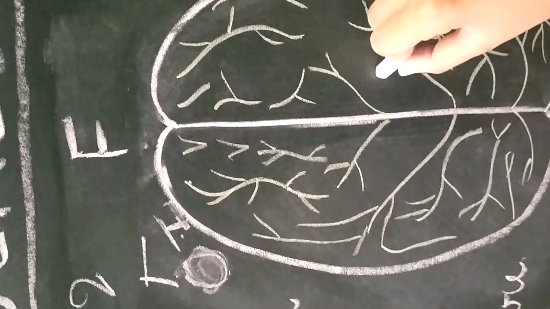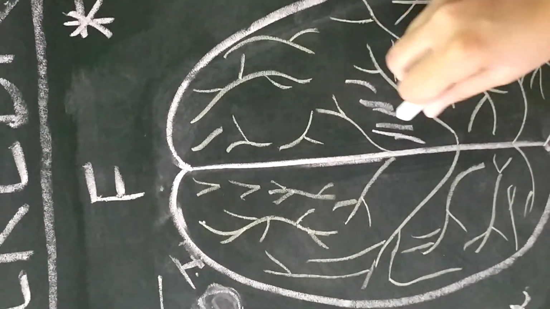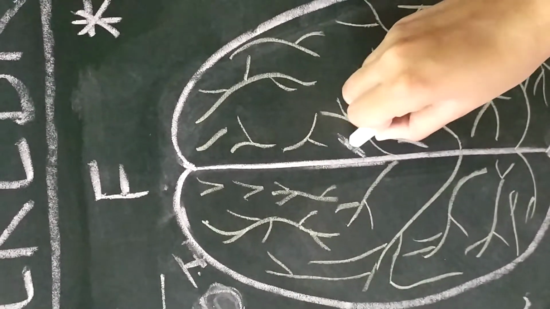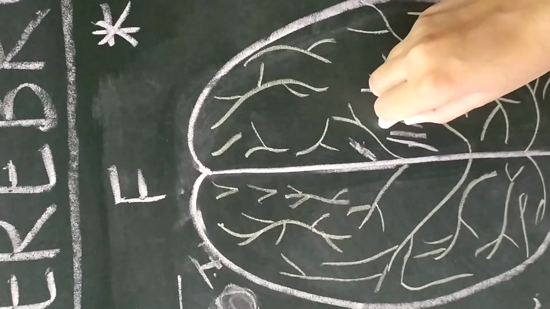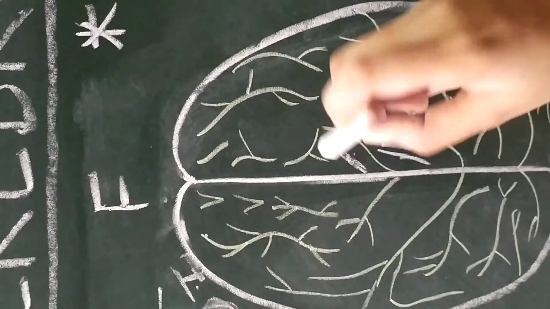Now see, this region is a gyrus, okay, and this region is also a gyrus. Now these two gyri will be separated by the sulcus. Now a sulcus is a depression or a fissure.